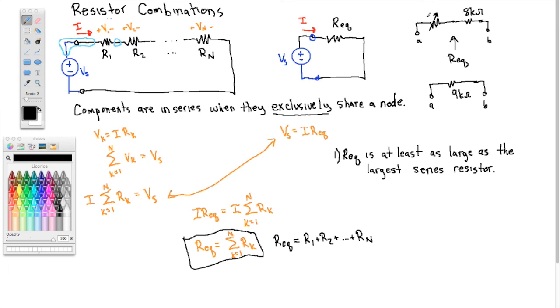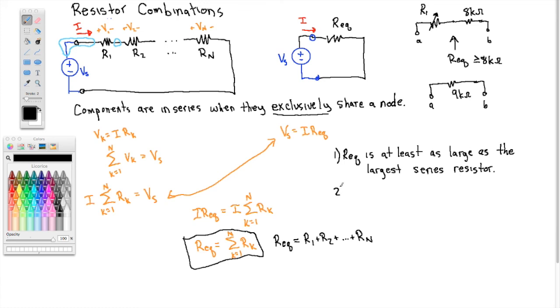So I've got two series resistors here, one of which is 8 kilo ohms. So the equivalent resistance of this thing is at least 8 kilo ohms. It doesn't even matter what R1 is, I can tell you that the equivalent resistance is at least 8 kilo ohms, because R1 will never subtract from 8 kilo ohms, it will always add.